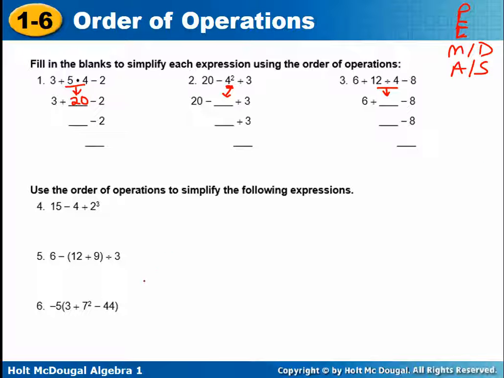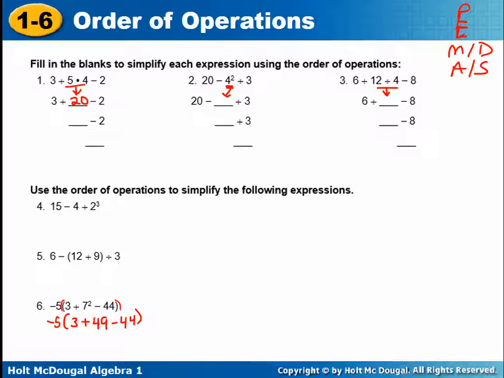Let's see if there's one that looks tricky. How about number 6? We have -5 times parentheses, that means times, 3 plus 7 squared minus 44. So we have to work in our grouping because there is parentheses. Once we go inside the parentheses, there is a power to do next. So I'm going to rewrite the -5, rewrite the 3, and do this exponent of 7 squared, which is 49. And I'll keep my parentheses.